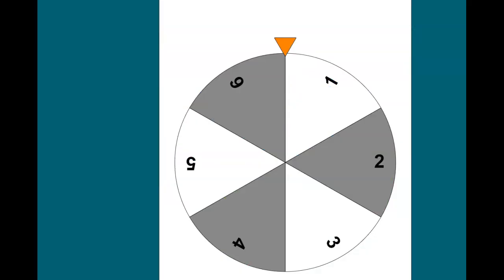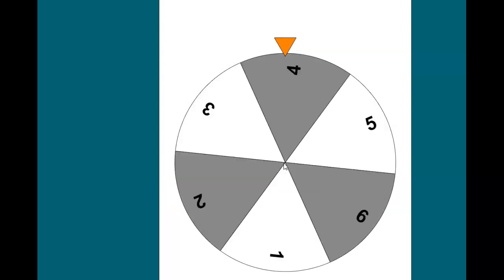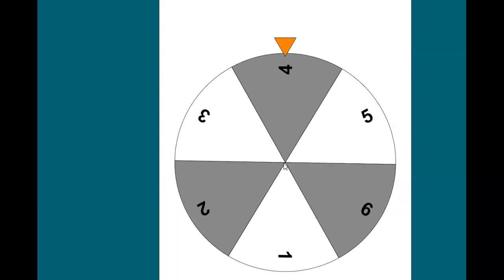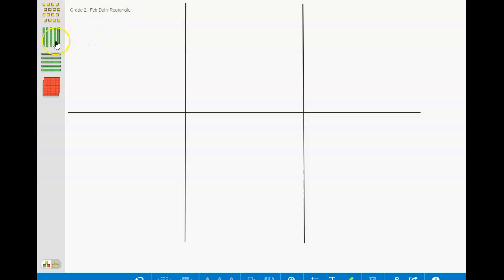Let's start with our 1 through 6 spinner to see how many tens we'll need. We will start with 4 tens in our bank. We'll take our tens pieces and move 1, 2, 3, 4 pieces into our bank.